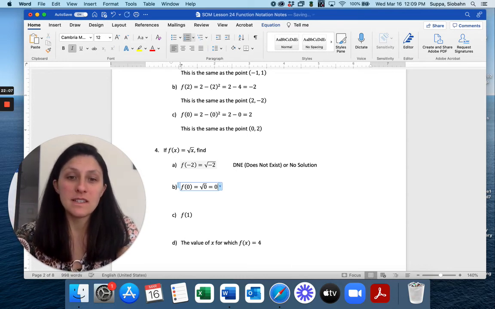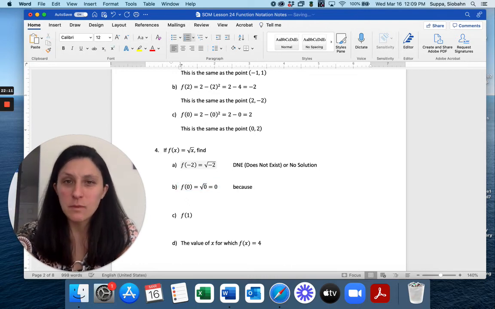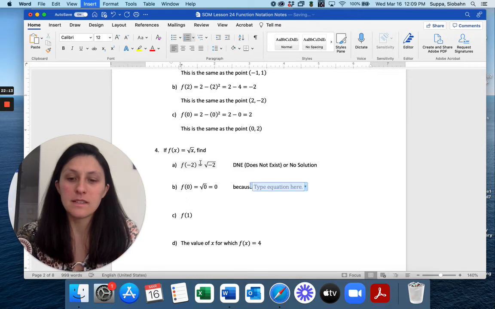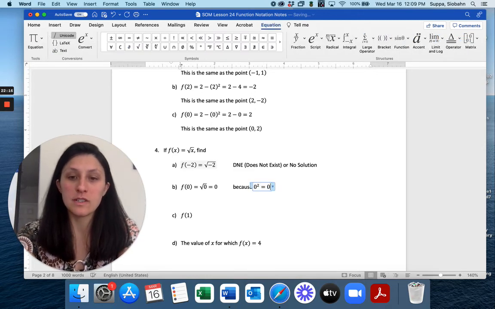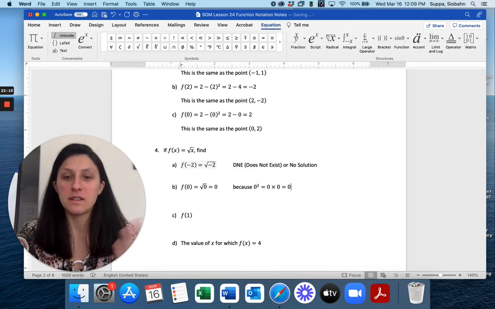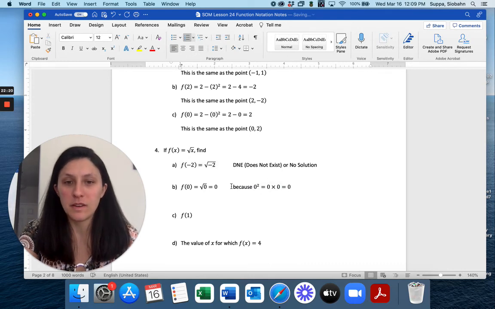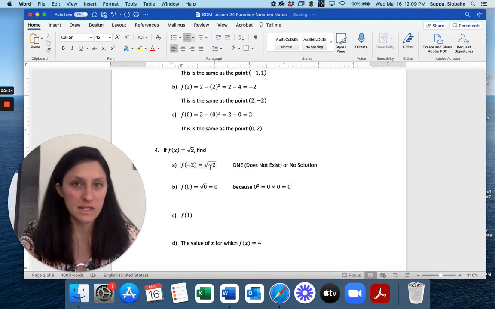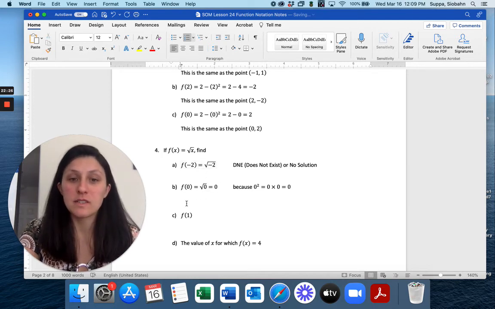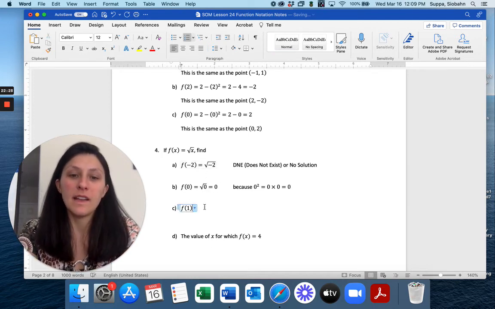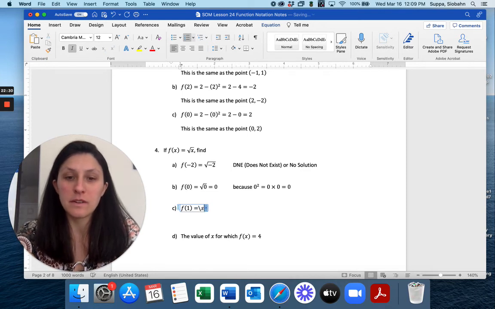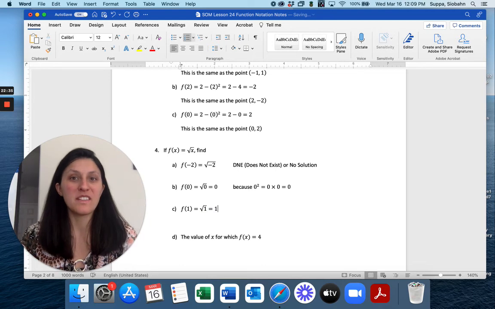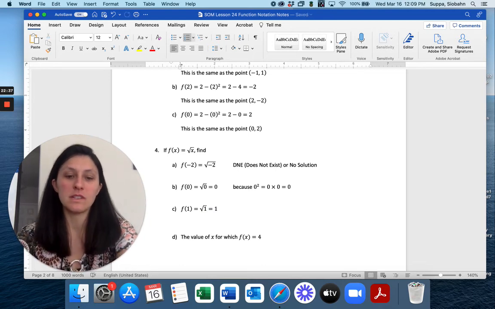So when I did this, I got 0, and hopefully it should make sense why you got 0, because 0 squared, which is 0 times 0, equals 0. So that's why we got an answer there. So that is possible. The negative numbers, they're not possible. But 0, you can square root 0. And you can also square root a positive number. So when you plug in 1 for x, you should get 1. The square root of 1 is 1 because 1 times 1 equals 1.